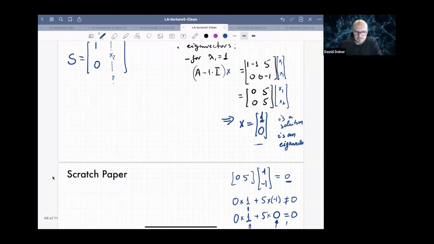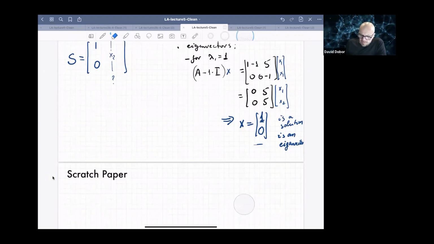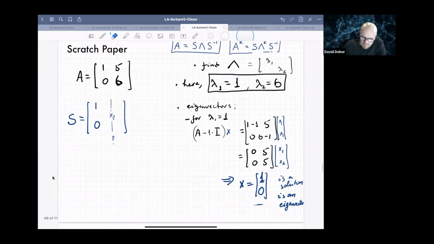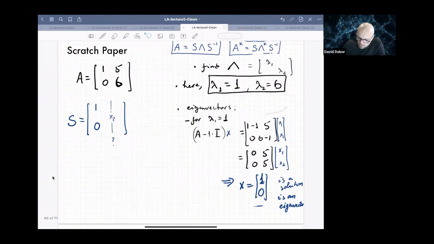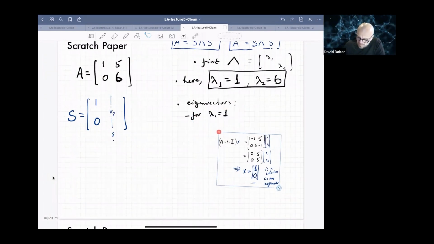And this is good practice for finding the null space of A, because what we're doing when we're looking for eigenvectors is we're looking for the null space of a matrix. Which matrix? The matrix A minus lambda I. So let's find the second one. So let me make this guy smaller. Now we found this one for lambda equals 1 is an eigenvector.